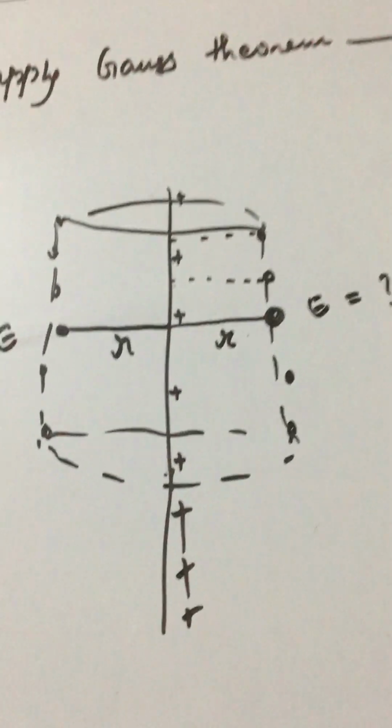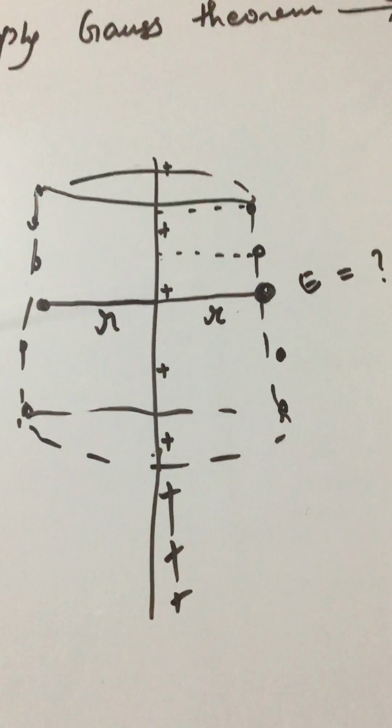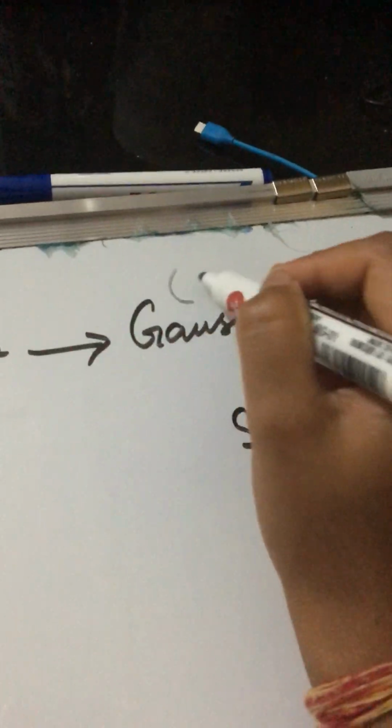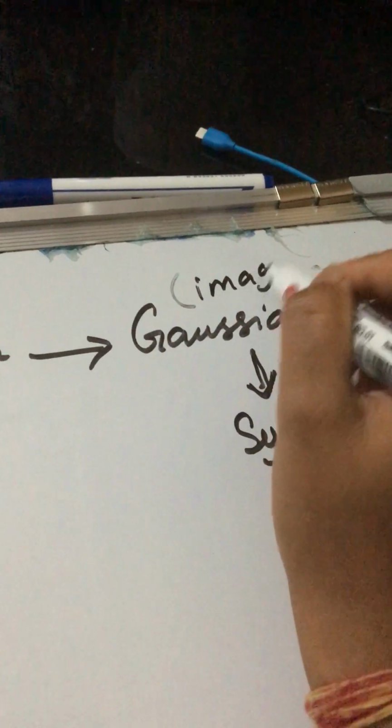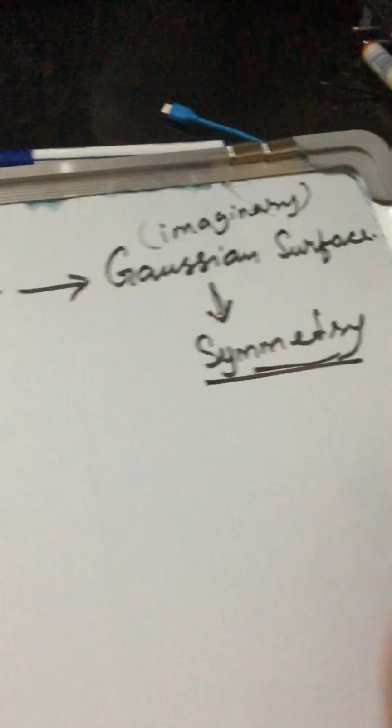Okay, clear? Is it clear, students? I hope it is clear. So what is the Gaussian surface? It is imaginary, but how are we going to make it? We see the symmetry.